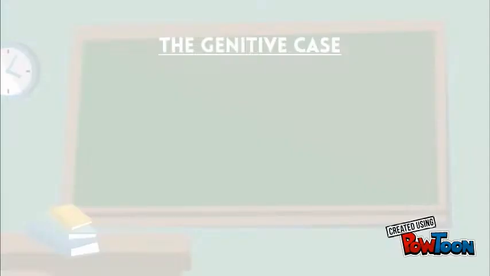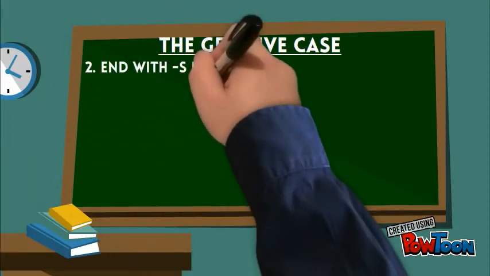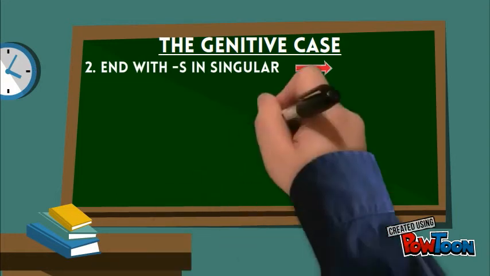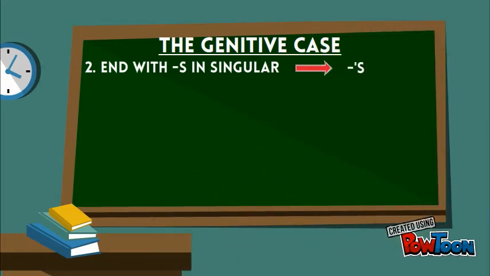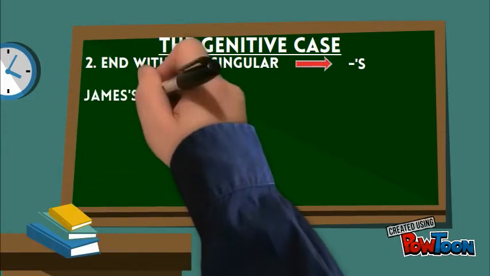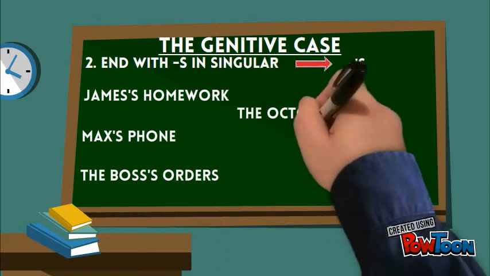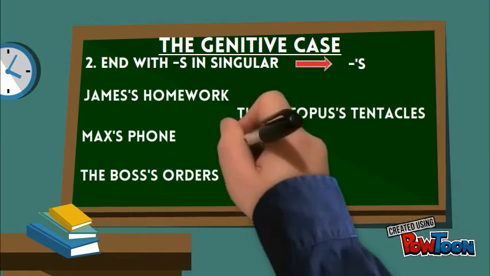Rule number 2 includes words that already end with an S in singular. What happens then? Well, basically the same thing as before. For example, James's homework, Max's phone, the boss's orders, the octopus's tentacles, Toys R Us's building.